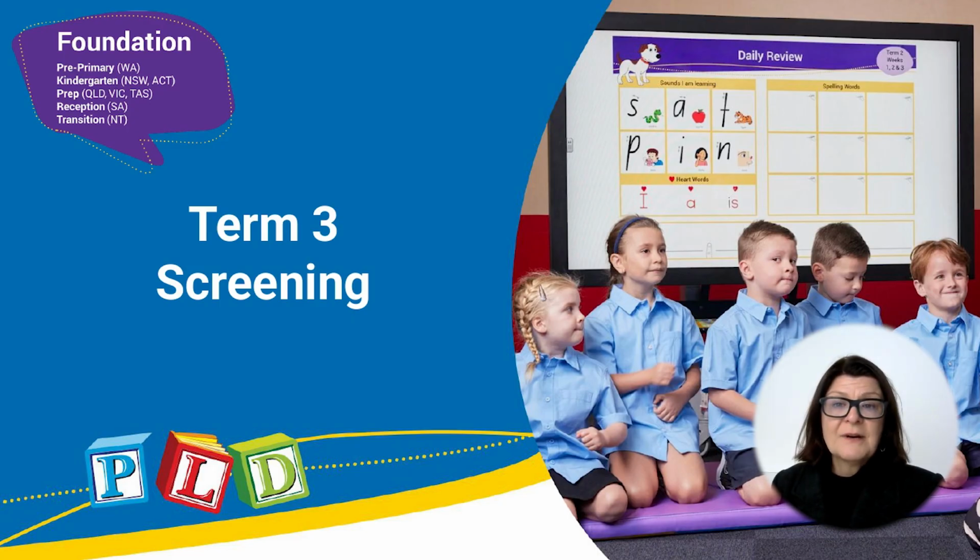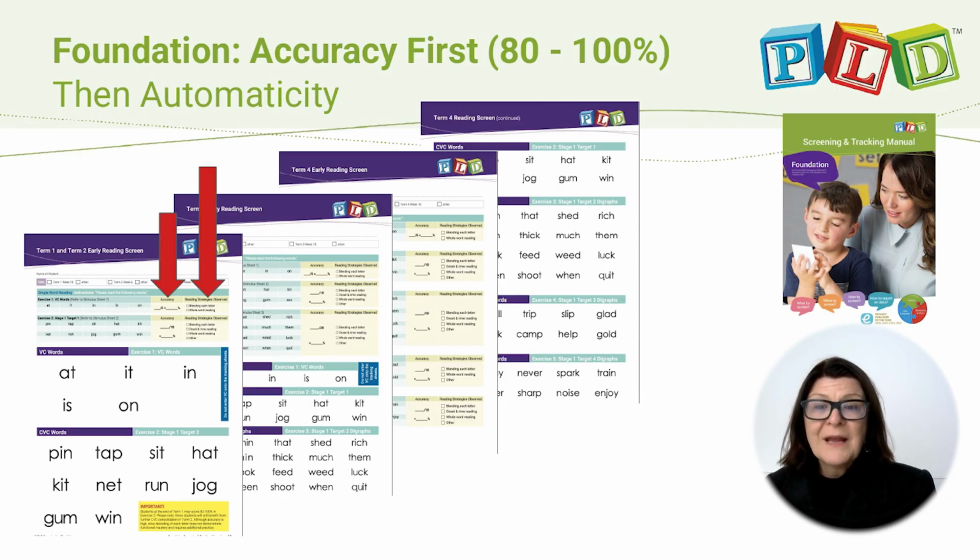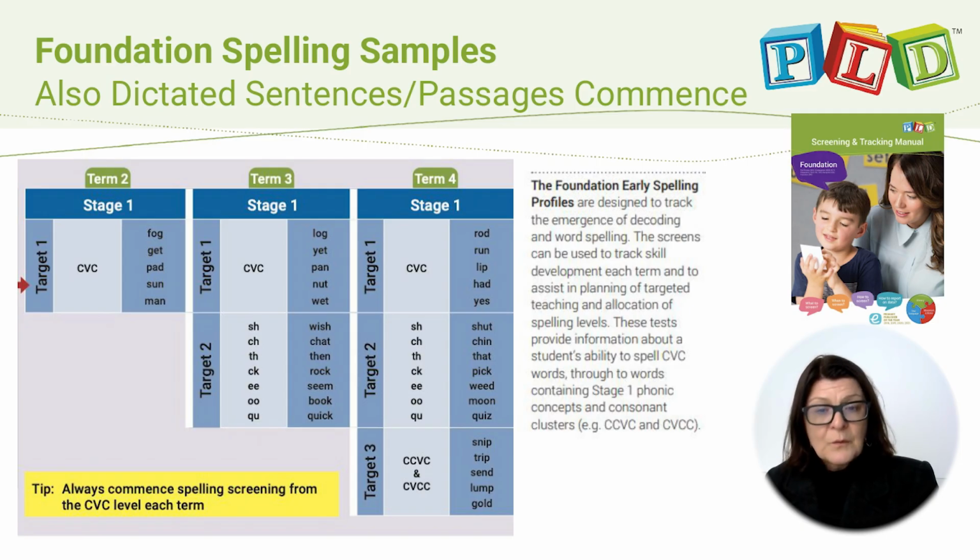In terms of term 3 screening, we'd ideally like our students to be at a digraph level. Some students will stop a little earlier and they will be at that CVC level. But this will give us really good information for the allocation of reading books, plus also feedback on our own teaching. In terms of spelling, we still screen the CVC words and also the digraph words, and see who's ready to start moving on, or actually who needs more targeted teaching at either of these levels. So really good information to set groups.